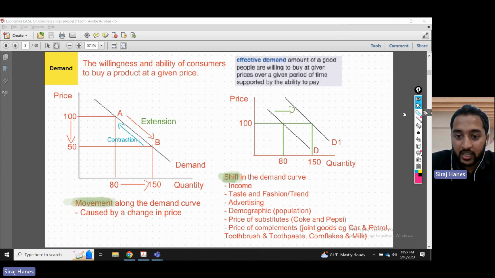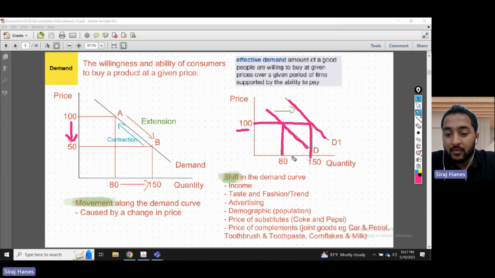Now in this case, look carefully. The price did not change. Here you can see the price change from 100 to 50. Here the price is at 100, yet the demand was 80, now it's 150. Why did the demand increase or decrease, either way, why did it change, even though the price didn't change? This is a shift in the demand curve, and we learned some reasons here.